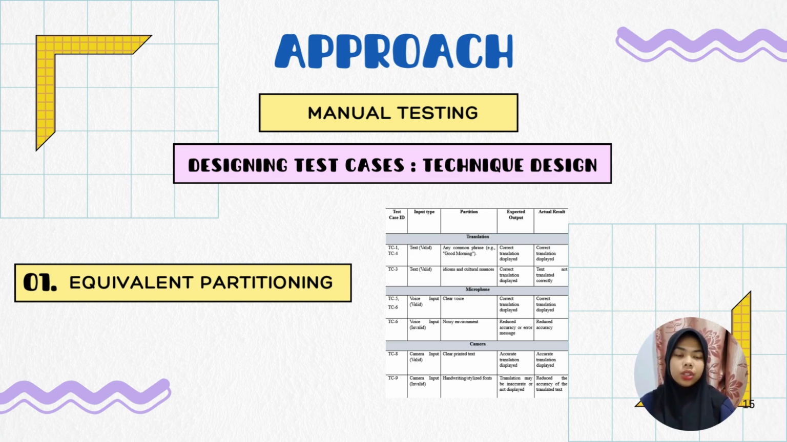The first one is equivalence partitioning. We test a wide range of input types. For instance, valid phrases, as you can see in the picture on the right side, in TC1, and idiomatic expressions in test case 3. For camera translations, we will test clear printed text in test case 8 and more challenging stylized fonts in test case 9.